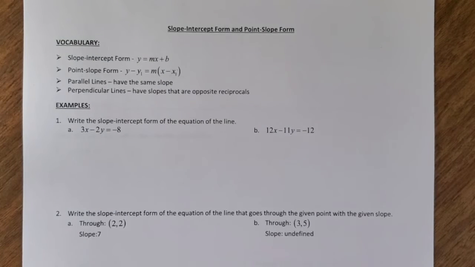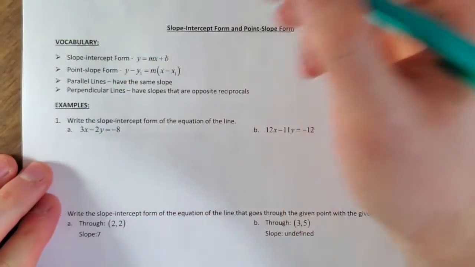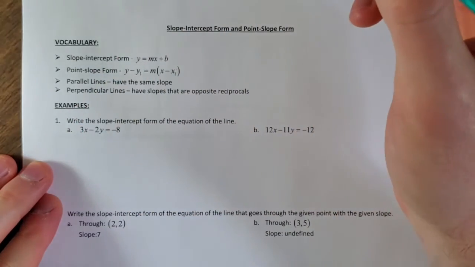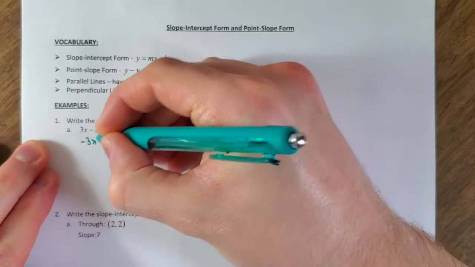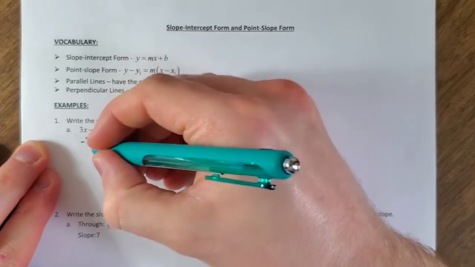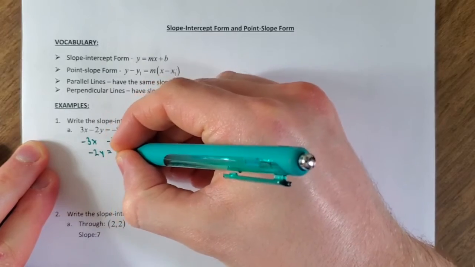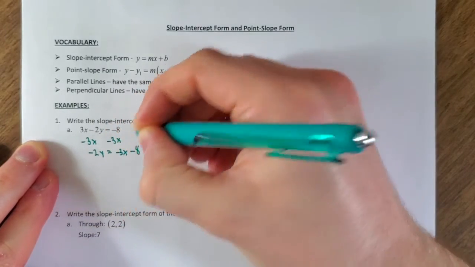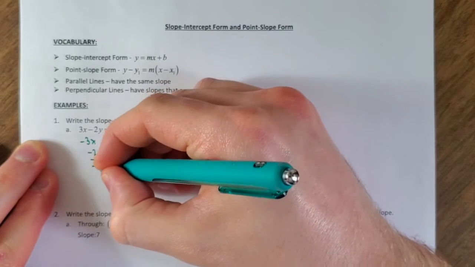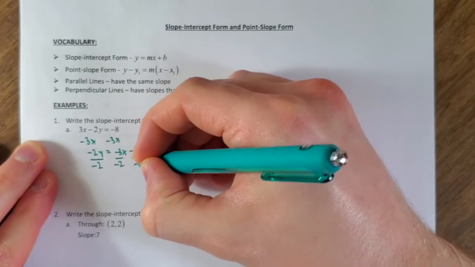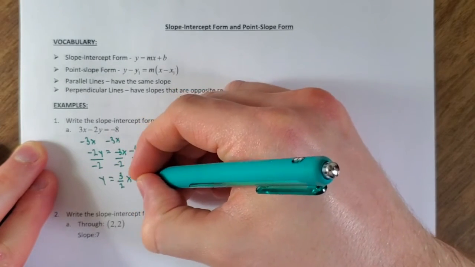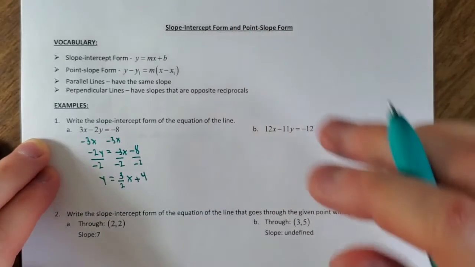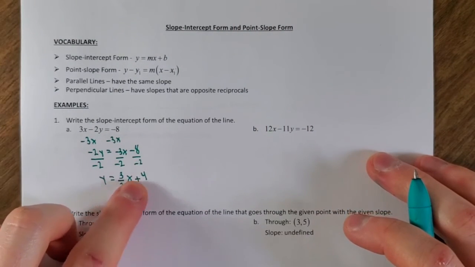Number 1, we're asked to write the slope-intercept form of the equation of the following lines. So we have these equations that are in our standard form. If we want to write them in our slope-intercept form, that means we need to solve them for y. So let's isolate this first one by subtracting our 3x on both sides. And now we want to get y all by itself, so we can just divide everything by that -2. And now we have our slope-intercept form, where we have our slope times our x plus our y-intercept there.